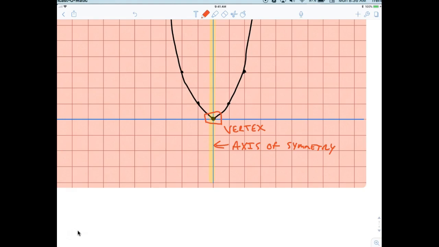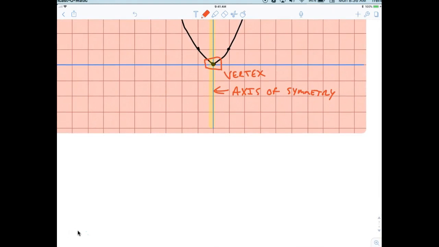Now, the other thing I want to tell you is where the graph crosses the y-axis is called the y-intercept. And where the parabola, or the graph, crosses the x-axis, those are called the x-intercepts. Now what I want you to remember and write down is that the y-intercept is always (0, c).